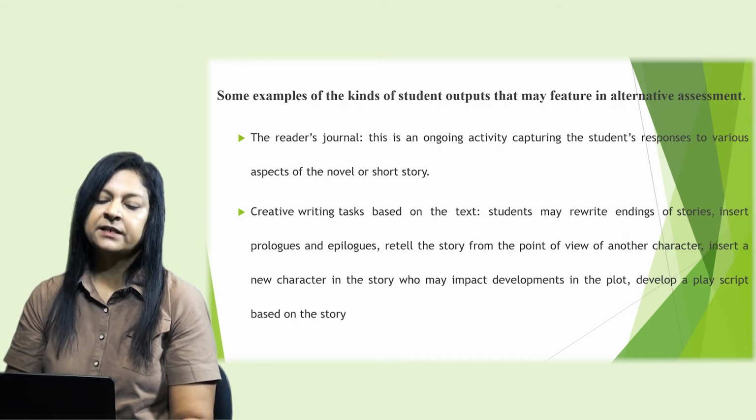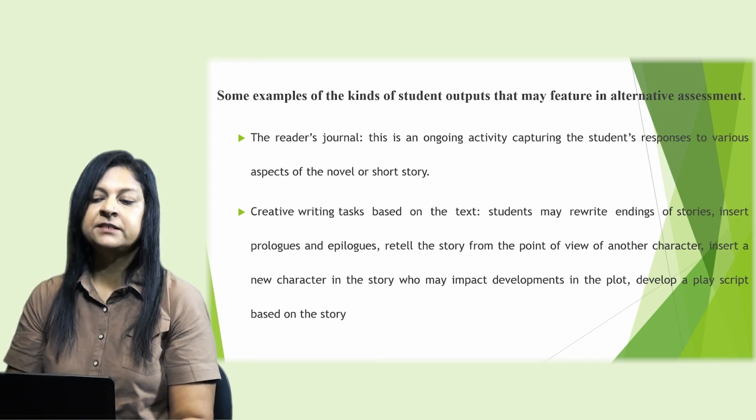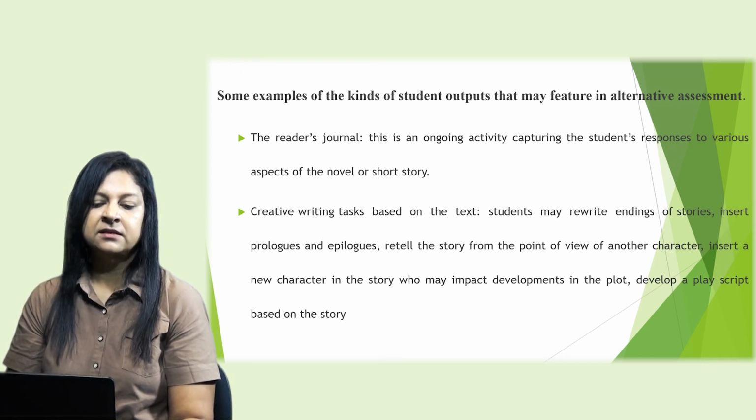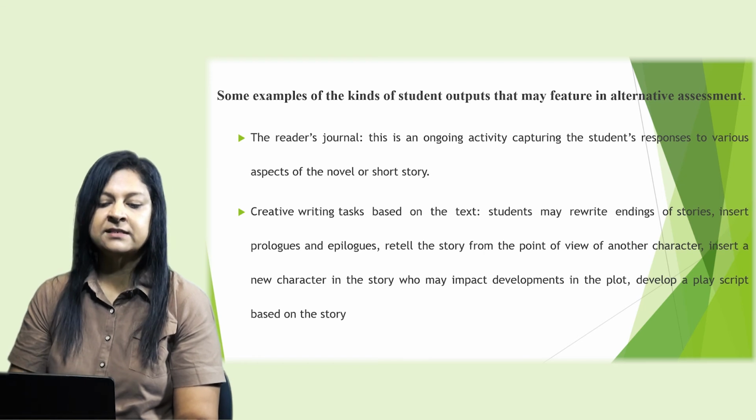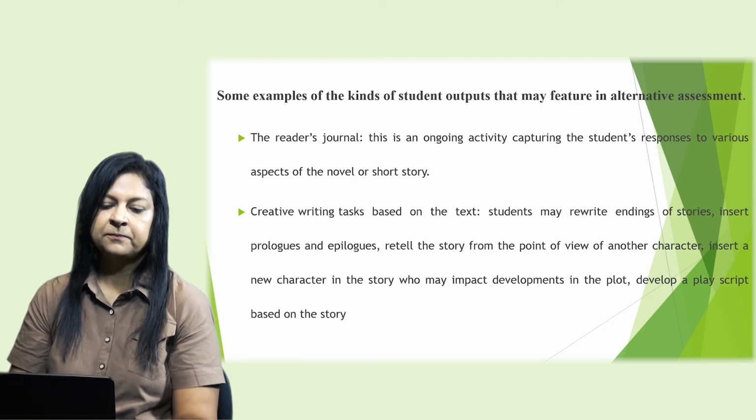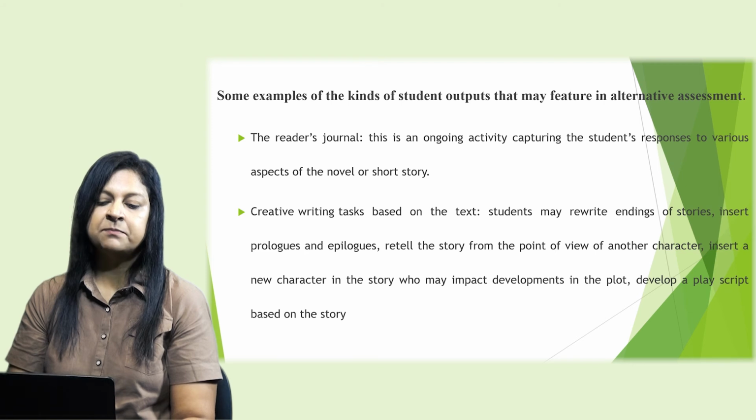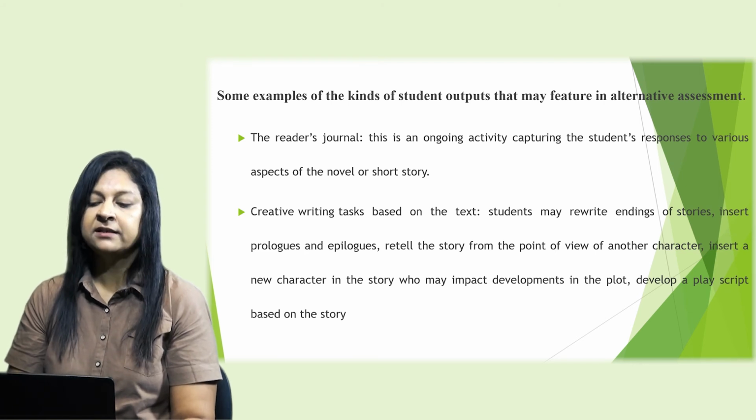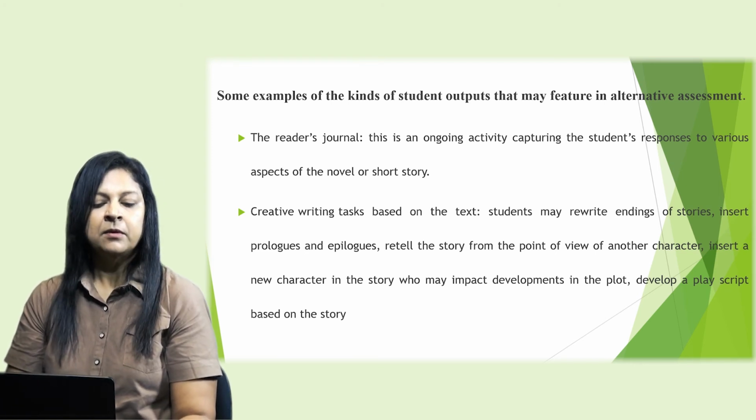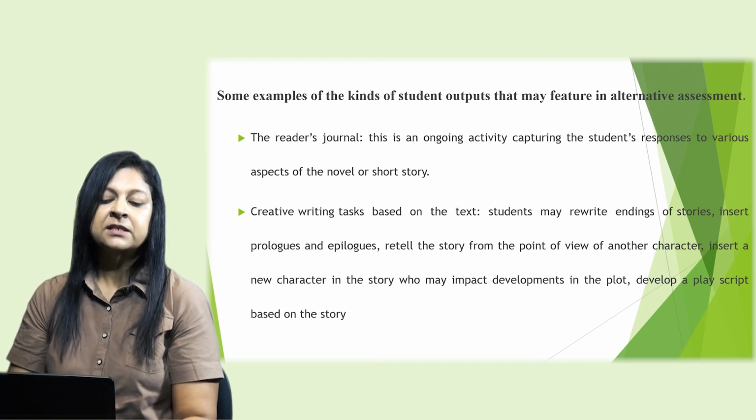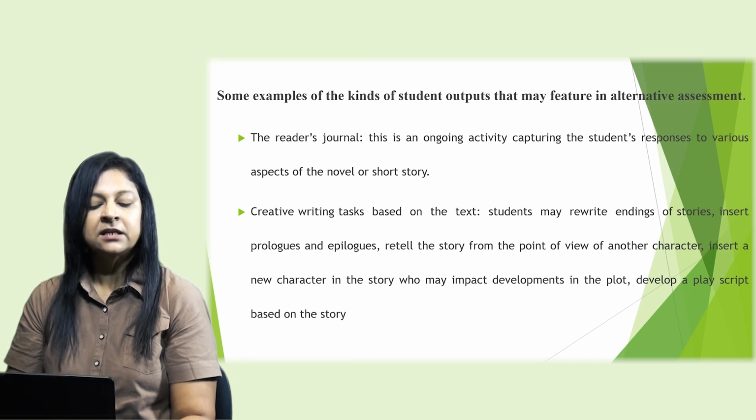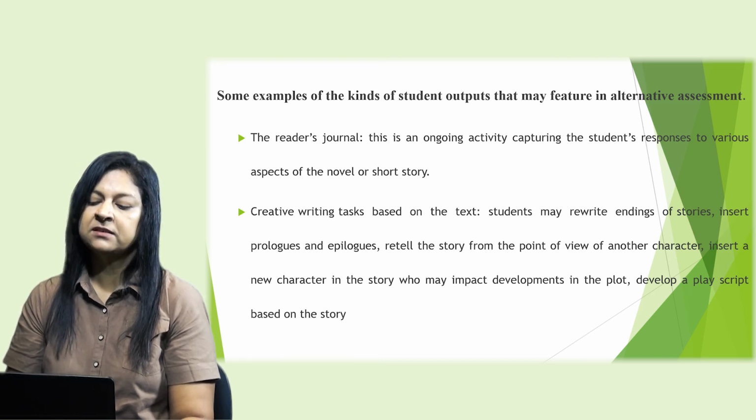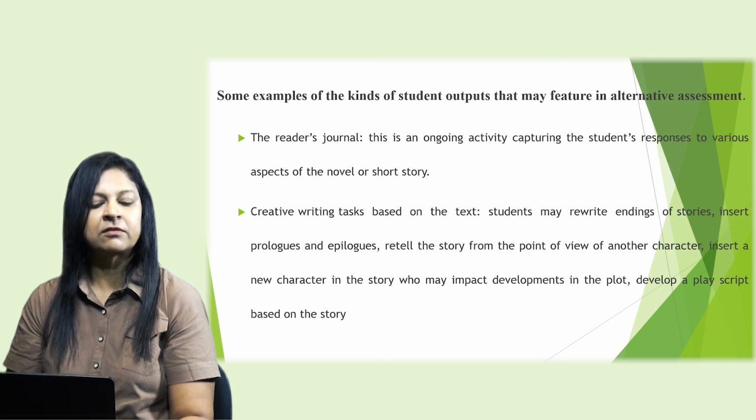Some examples of the kind of student outputs that may feature in alternative assessment. The reader's journal. This is an ongoing activity capturing the students' responses to various aspects of the novel or short story. Creative writing tasks based on the text. Students may rewrite endings of stories, insert prologues and epilogues, retell the story from the point of view of another character, insert a new character in the story who may impact development in the plot, develop a play script based on the story.